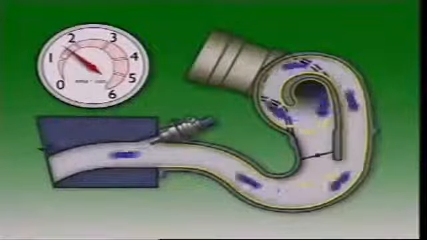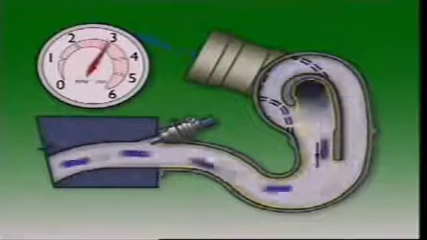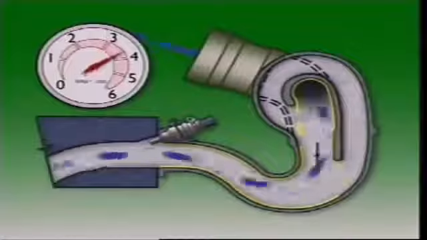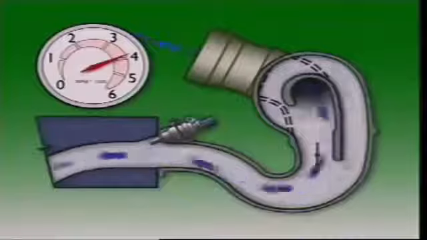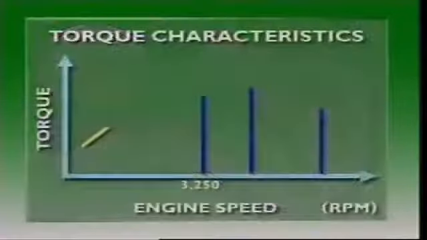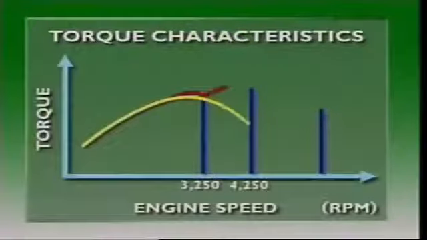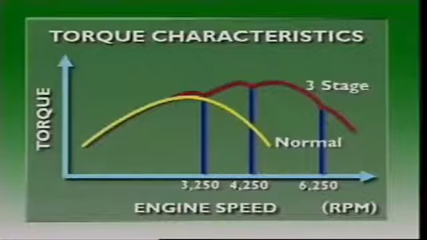The primary section is made long and narrow for the low range of RPM. The secondary section is shorter and wider for the high range of RPM. This combination maintains a high-speed airflow in the system. The 3-stage manifold extends the torque curve so that the torque curves overlap each other as advantageously as possible.